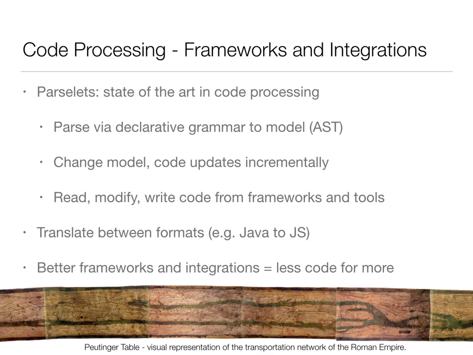StrataCode is based on an innovative code processing framework that has a traditional grammar with additional annotations to generate a model. But then when you listen to changes on that model, the code gets incrementally updated. So if I change an expression or an identifier, only the relevant parts of the file change. And this lets you read, modify, and write code from frameworks or tools, and just makes it easier to process code.